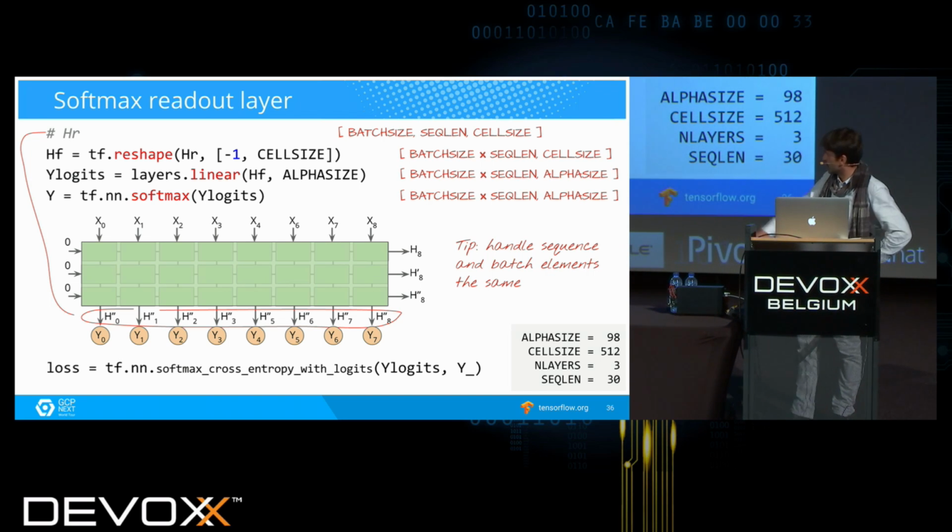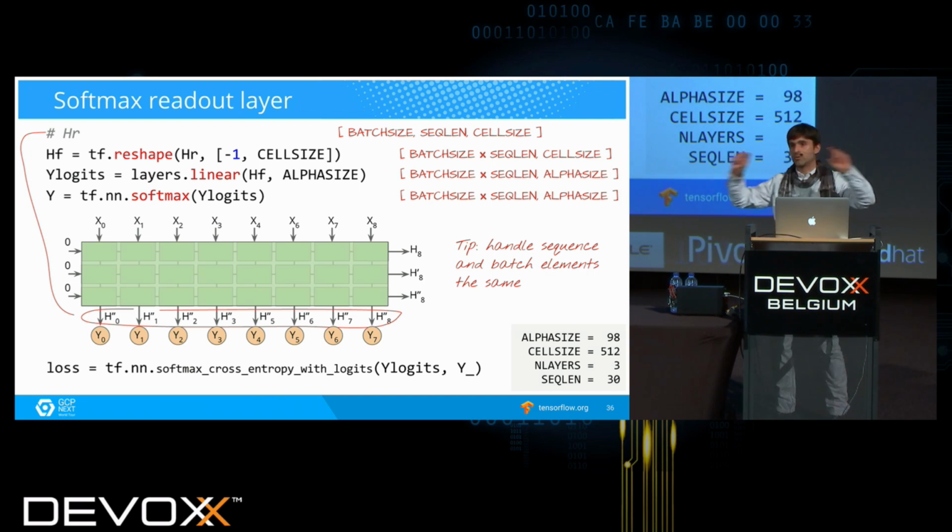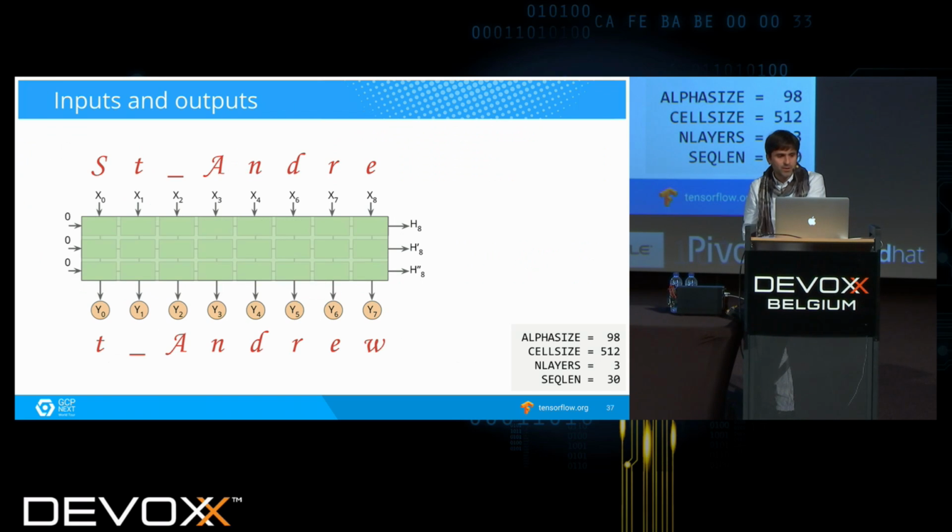And now that I have my predictions, I can compute my loss because I know what I want to have on my outputs. That was the goal. Now that I have a loss function, I'm ready to train. Still a bit of shenanigans with the inputs and outputs. So this is, for example, what we want to put on the inputs, what we want to put on the outputs. Let's look at the sizes.